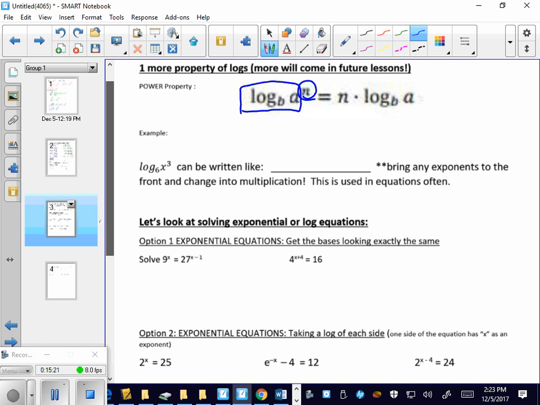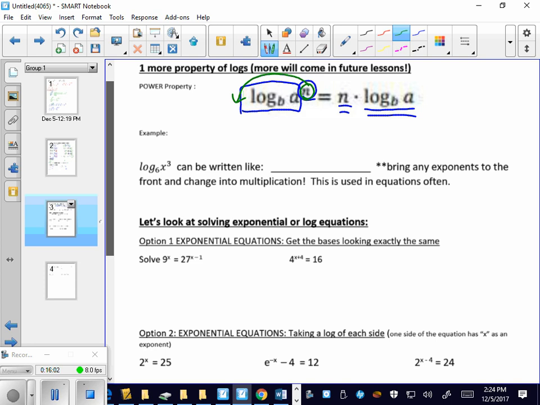If I raise an exponent to an exponent, if you go back to the first set of notes that I gave you right in the beginning of class, I'm really multiplying the exponents together. Well, you can do the same thing here. I can multiply that n times that log. Ultimately, what you want to know is if you have an exponent on your argument right here, you can bring that exponent to the front of the log and multiply it. And that's what you're doing. So I can bring the exponent of the argument a out to the front and multiply it times the log.